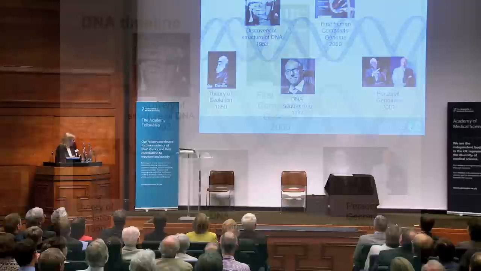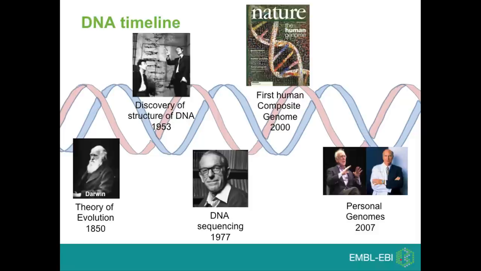There we go. So it's quite remarkable, the progress over the last really 10 years. If we think Darwin's theory of evolution about 1850, and then the discovery of the structure of DNA in 1953, and then the Sanger sequencing method to allow us to sequence DNA, the first human composite genome was only determined, the sequence of that was only determined in 2000. And already by 2007, we had genomes for individuals, not just a general one, but for individual people.